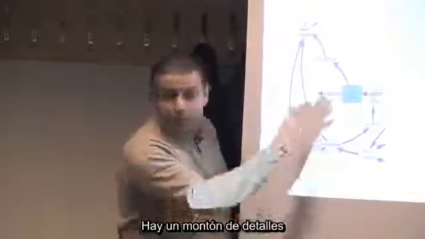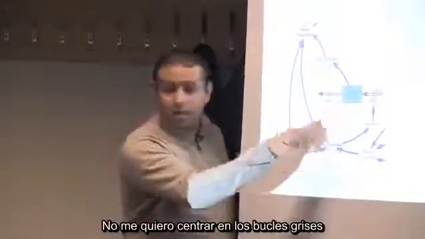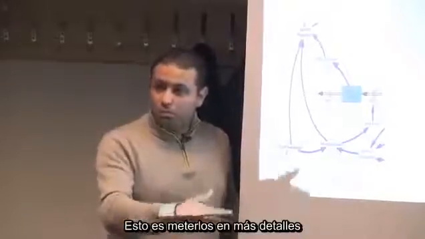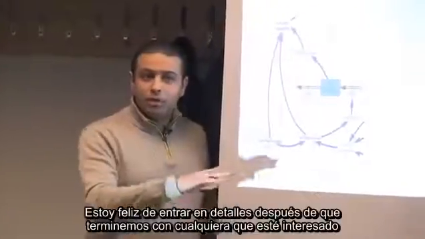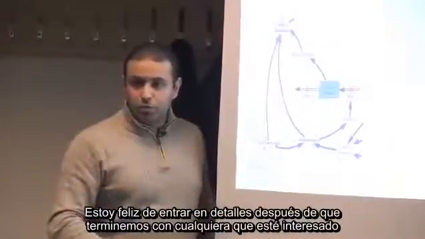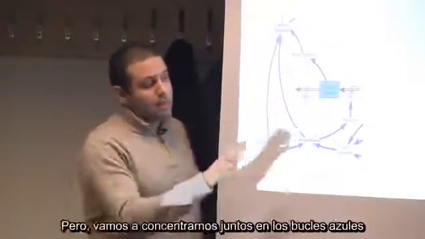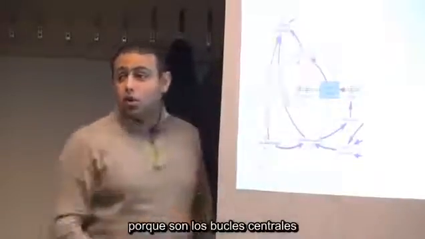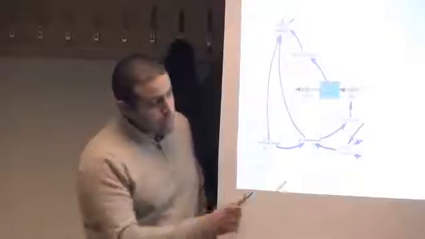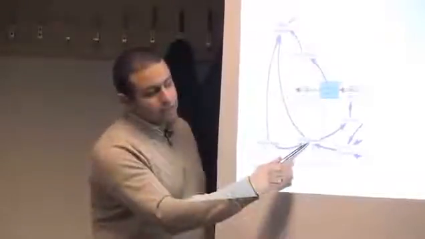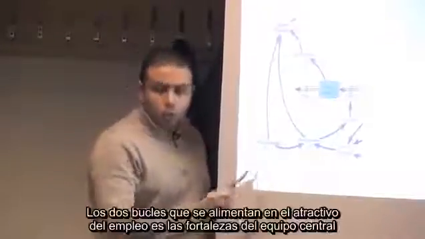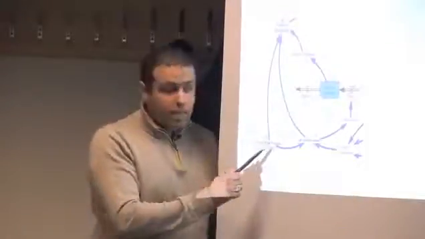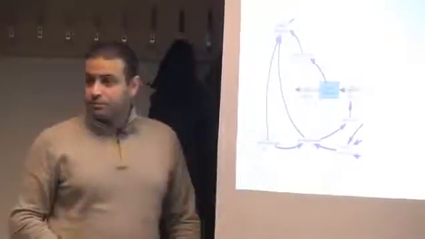There are lots of details. I don't want you to focus on the gray loops. This is kind of like taking you into more details. I'm happy to go into details after we finish with anyone who is interested. But let's focus together on the blue loops, because these are the core loops, let's say. Okay? And if you look at the job attractiveness, the two factors feeding into the job attractiveness are the core team strengths and the financial compensation, right?